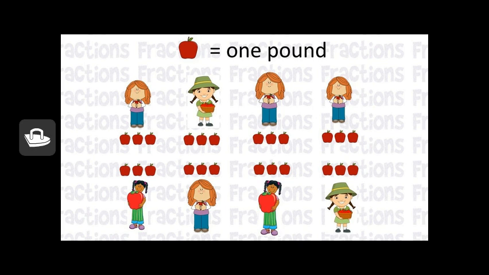Let's think, what do we need to do? Well, if you remember from previous lessons, we want to take that last pound and divide it 8 ways. Remember, an apple represents a whole pound. So watch as we take that whole pound and divide it into 8 sections.